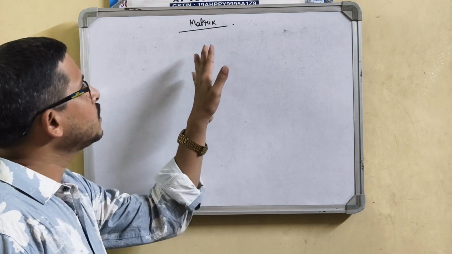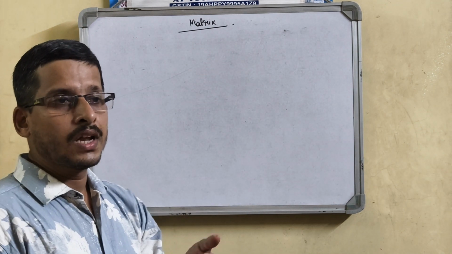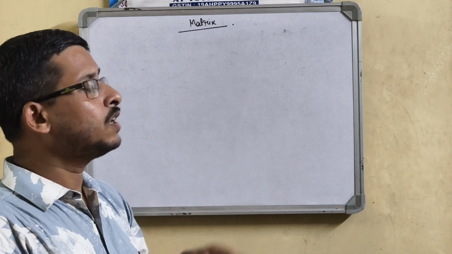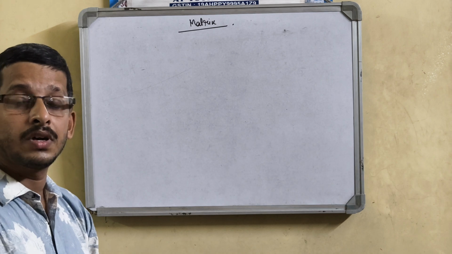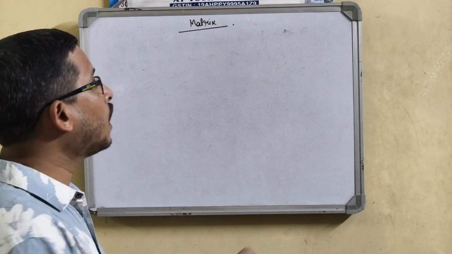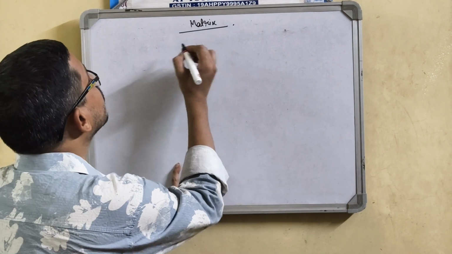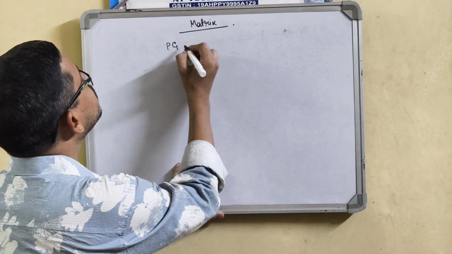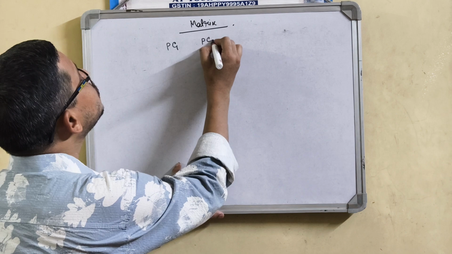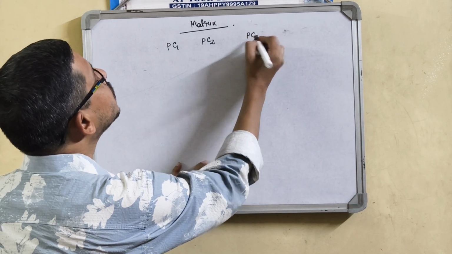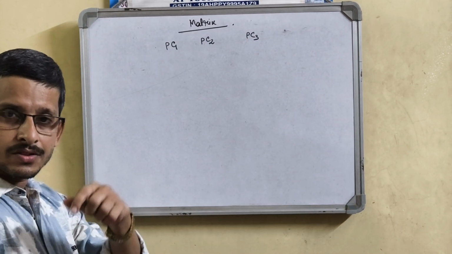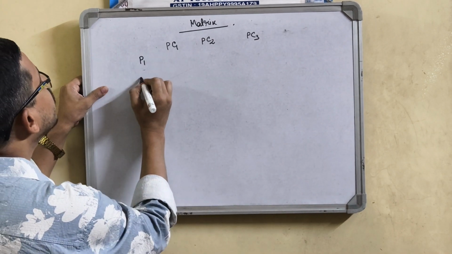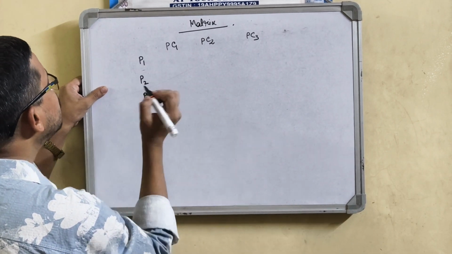Now we represent a matrix by giving an example. Let us consider that in an office there are, say, three personal computers. In an office, the number of personal computers is 3. Let us consider that this is PC1, this is PC2 and this is PC3, and let us assume that there are 3 persons. So this is person 1, this is person 2 and this is person 3.